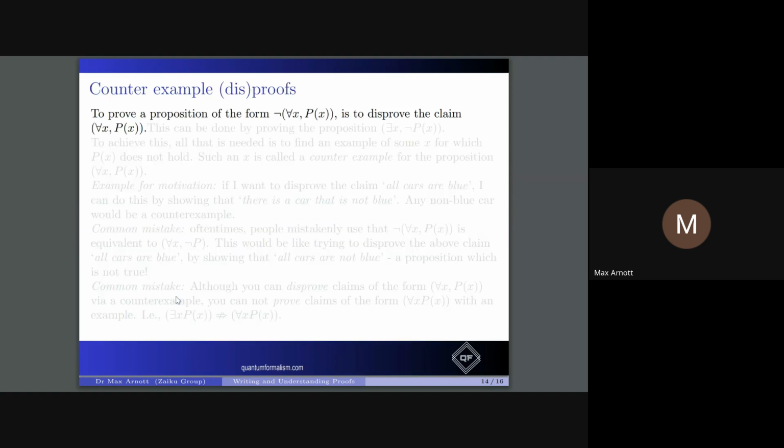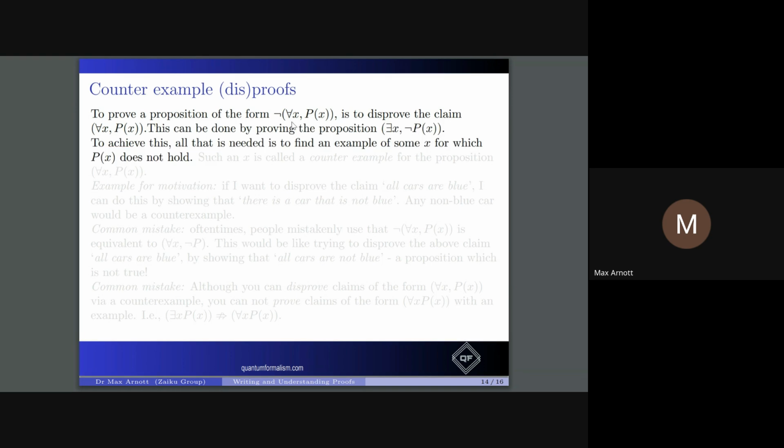So lastly, today we're going to talk about counterexamples. So these are disproofs rather than proofs, but it's kind of one and the same, because disproofs of claims are just proofs of the negations of those claims. So counterexamples should be used whenever you're trying to disprove something of the form for all x, some proposition holds. And that's, as I said, the same as proving that the negation of for all x, p of x holds.